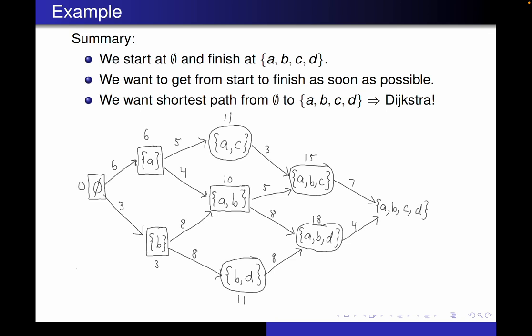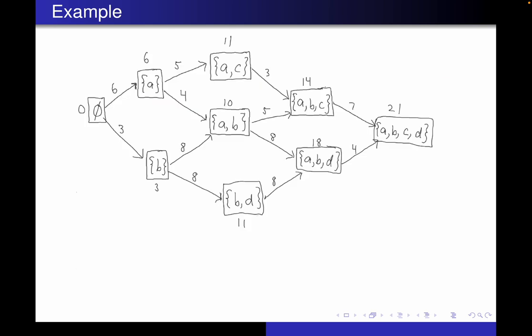So now our lowest label is 11. That's AC and BD. So those become permanent. Now when we extend from those, from AC to ABC, we can make that a little bit shorter, make that 14 instead of 15. And that one becomes permanent as well. And then we fill out the other ones similarly. So here's what our directed graph looks like.